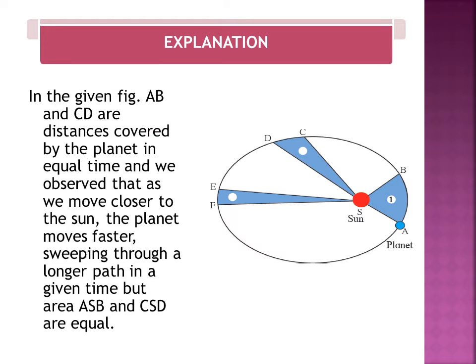In this figure, AB and CD are the distances covered by the planet in equal time. Similarly, we observe that as we move closer to the sun, the planet moves faster, sweeping through a longer path in a given time, but the areas ASB and CSD are equal here. This is explained by Kepler's second law.